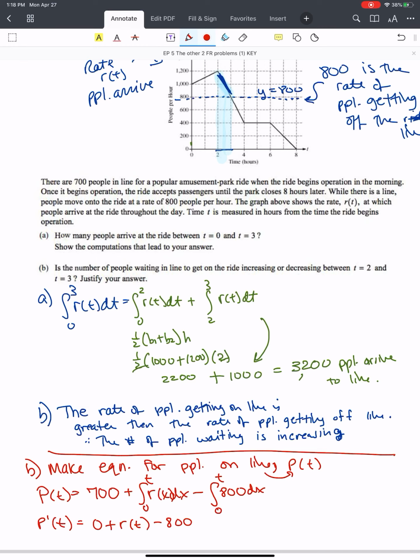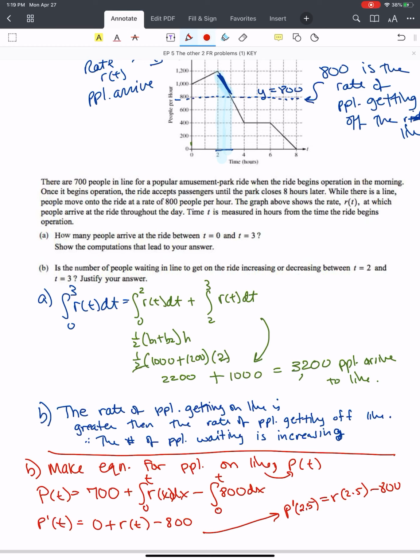So now you can say, okay, so what is the rate? And they said between 2 and 3. It doesn't really matter. You can do 2.5. So if you do the rate at 2, because it says between 2 and 3, how about just 2.5? That would be P prime, so that would be R of 2.5 minus 800.